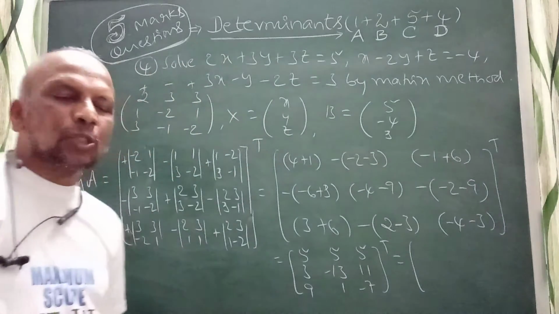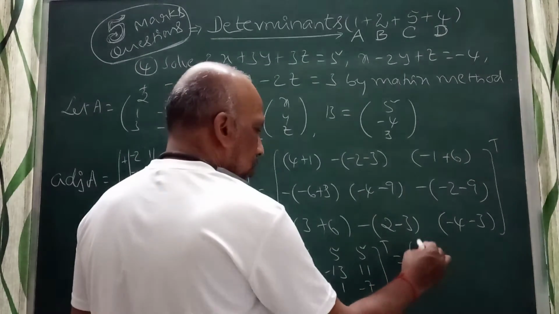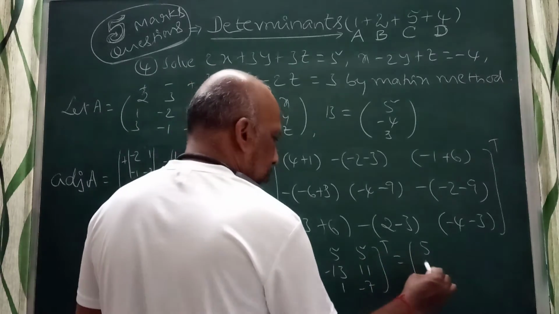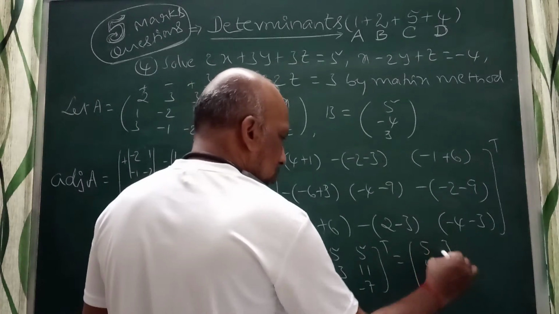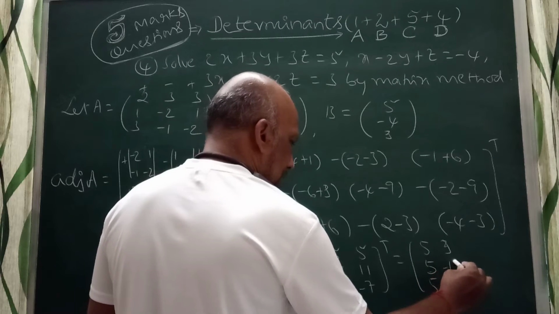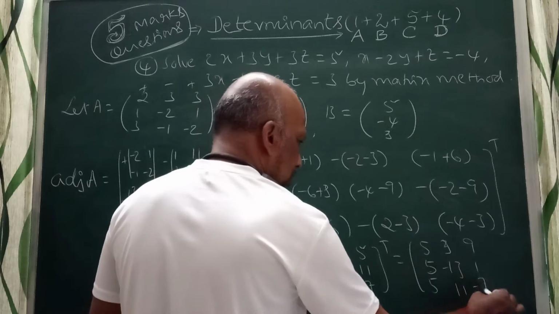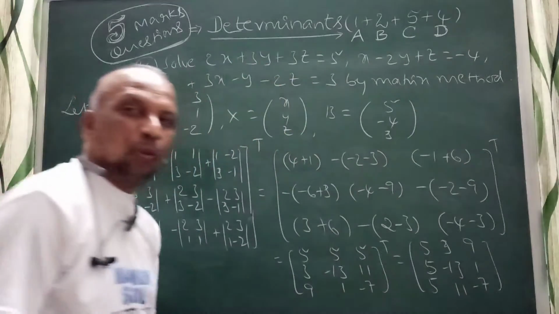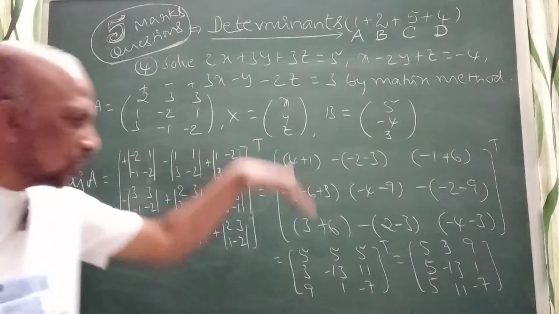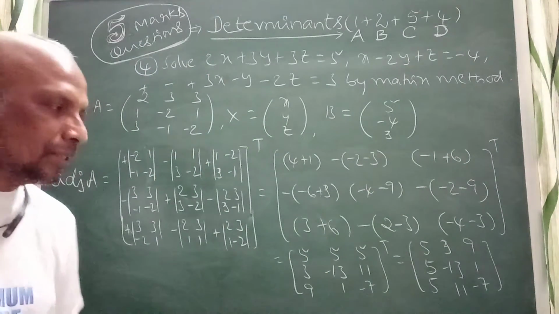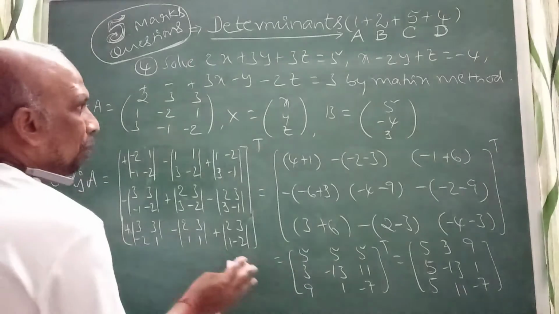See, when I have written transpose of this, first column 5, 5, 5, and this is also 5, and 3, minus 13, 11, 9, 1, minus 7. Write the transpose of that. First row with first column, second row with second column, third row with third column. We got the transpose, right? Now I can use it. Just remember the transpose.